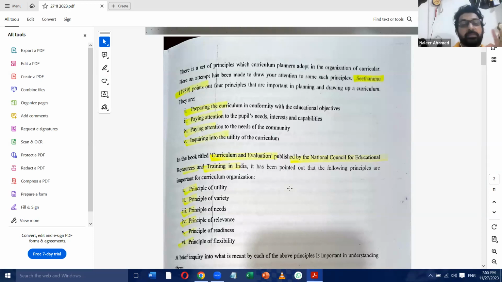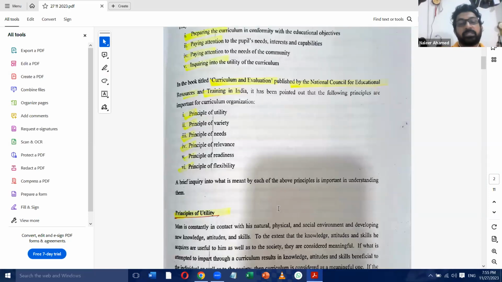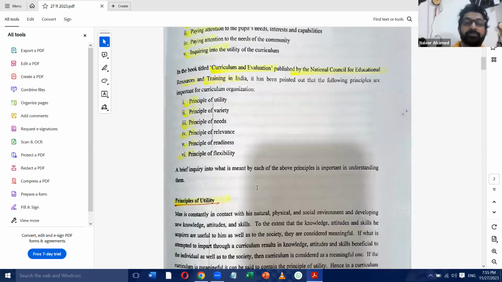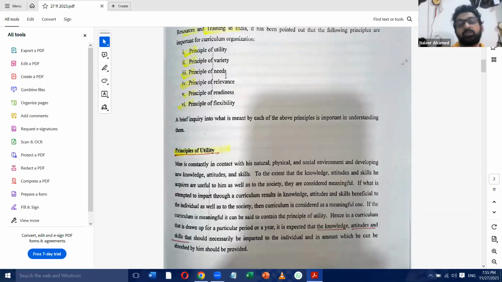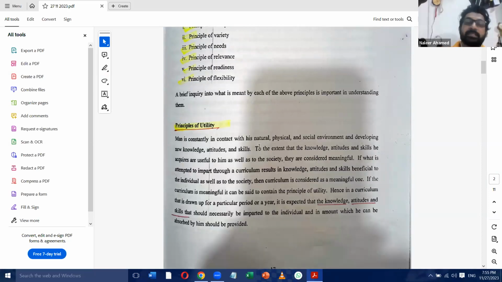The principle of variety, the principle of needs, the principle of relevance, the principle of readiness, the principle of flexibility. These are the things that are important for curriculum organization. Once you prepare and set up a curriculum, you should go through these things in order to get some idea and make your curriculum better. So a brief inquiry: we are going to see all these topics, these six topics, and what they contain. Normally, going through the title itself, you will be able to understand what they say.